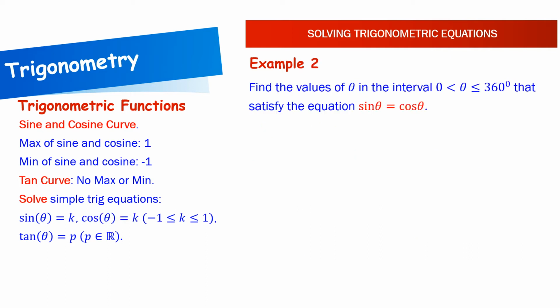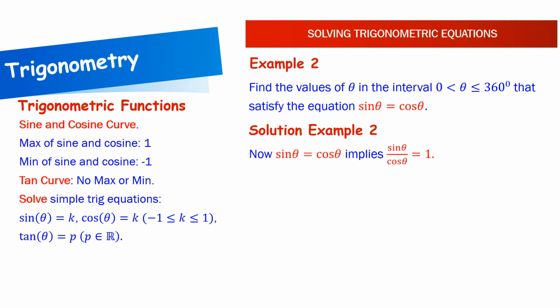Let's now take a look at another example. Pause the video and have a go. Press play when you're ready to view the solution. So let's solve this. In this example, you're required to find the values of theta in the interval 0 less than theta less than or equal to 360 degrees that satisfy the equation sine theta equals cos theta. So let's solve this.